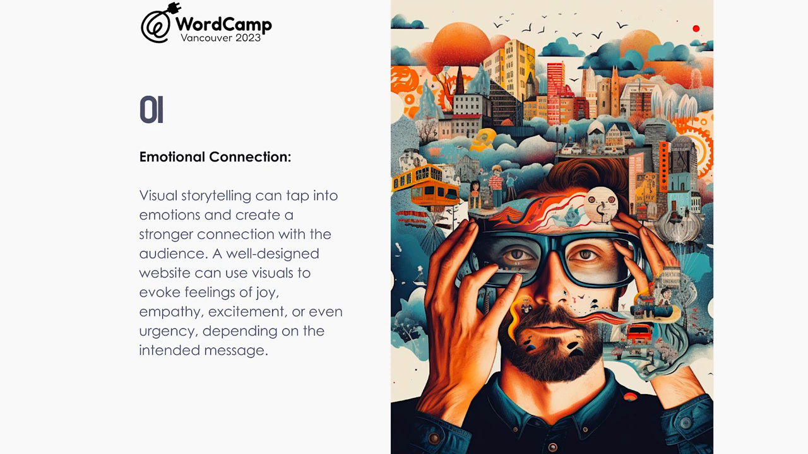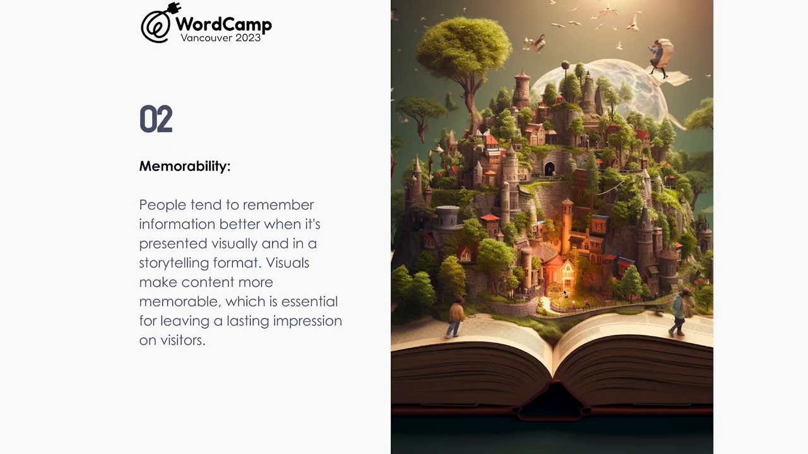Number one, emotional connection. Visual storytelling can tap into emotion and create a stronger connection with the audience. A well-designed website can use visuals to evoke feelings of joy, empathy, excitement, or even urgency, depending on the intended message. Number two, memorability. People tend to remember information better when it's presented visually and in a storytelling format. Visuals make content more memorable, which is essential for leaving a lasting impression on visitors.